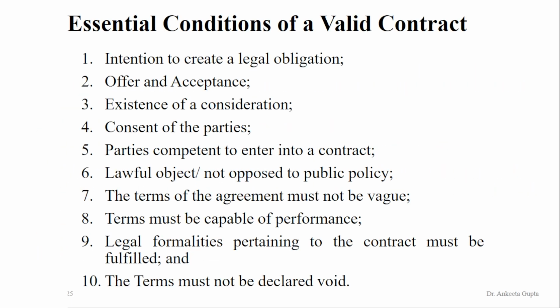So the essential conditions of a valid contract must always include an intention to create a legal obligation, an offer and an acceptance, existence of consideration, consent of the parties competent to enter into a contract, a lawful object, and terms not being vague but actually very specific. Terms must be capable of performance. It should not be that an agreement has been entered into saying, I'm going to find treasure by way of magic. This is a term that is not capable of performance.